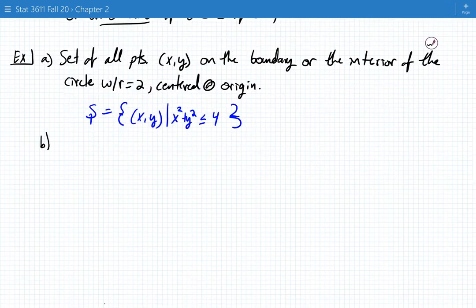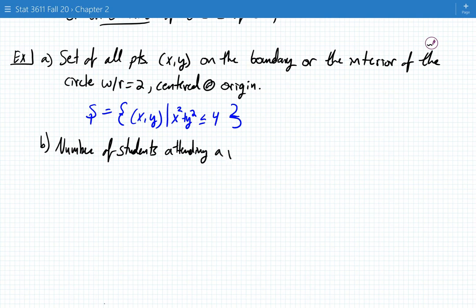Let's try another one. B. How about the number of students, let's say, attending a virtual class meeting of Stat 3611, just to get a feel for writing this set builder notation.